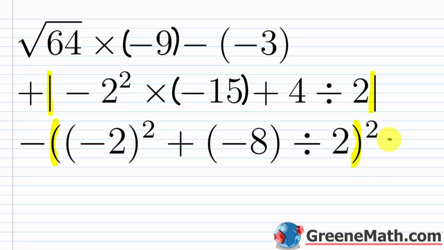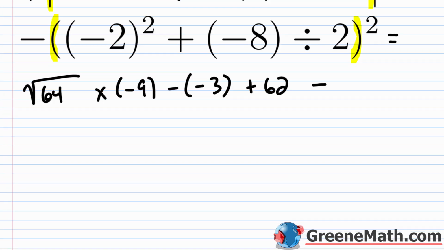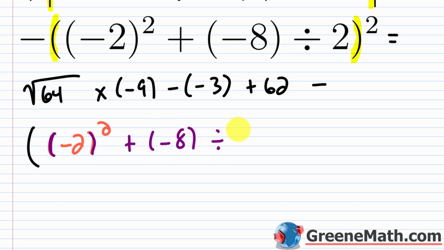And I'm just going to come back up here and put equals. I'm going to copy this. So the square root of 64, then times negative 9, then minus a negative 3. And the result of this was 62. So now I'm just going to put plus 62. And I'm just going to keep working. Then I have minus. This guy right here is not going to fit on this line. So let me slide down just a little bit. And I'm going to write inside of parentheses, you have this negative 2 being squared. Notice that this is wrapped. Okay, that's very important. Then plus negative 8 and then divided by 2. And then this guy is squared. Okay, let's put equals here.